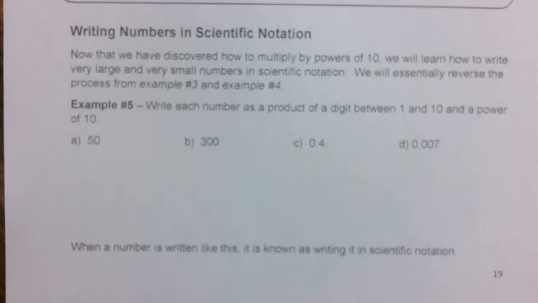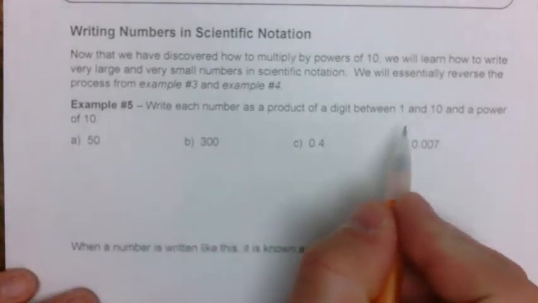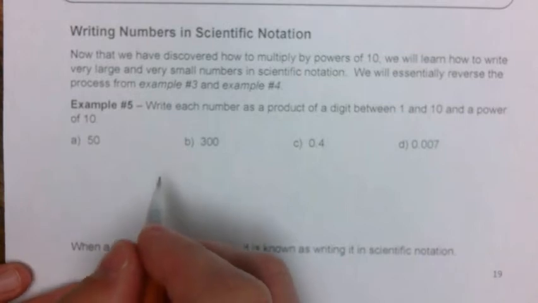Now that we have discovered how to multiply by powers of 10, we will learn how to write very large and very small numbers in scientific notation. We'll essentially reverse the process from example number 3 and example number 4. And you can actually write any number in scientific notation. Example number 5. Write each number as a product of a digit between 1 and 10 and a power of 10. Okay, so let's think about the number 50. How can I write that as a number between 1 and 10 multiplied by a power of 10?